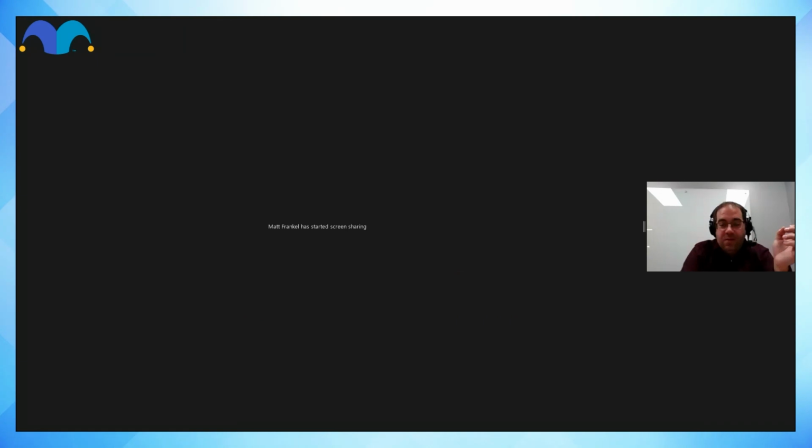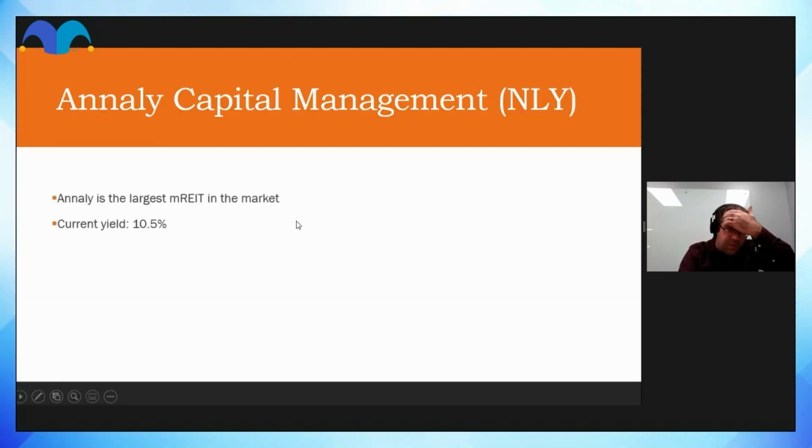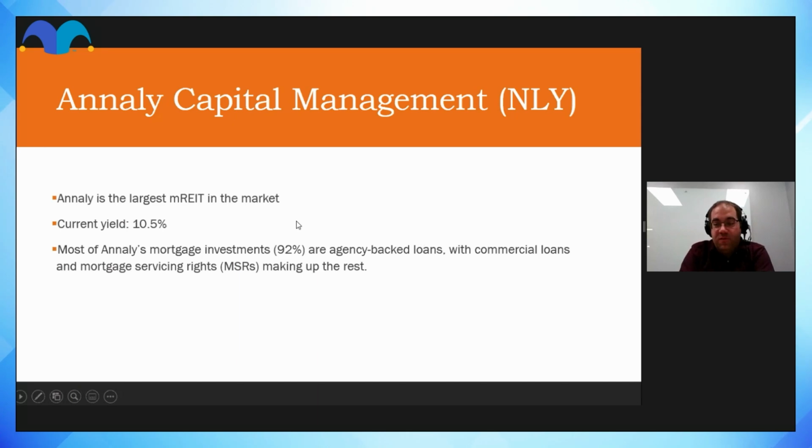So Annaly doesn't have a lot of default risk. As you mentioned, its mortgages are generally government guaranteed. I'll go ahead and put up the Annaly slide because I have that queued up. Annaly's portfolio is 92% made up of agency-backed mortgages, Fannie Mae, Freddie Mac, conforming mortgages, government guaranteed. Commercial loans and mortgage servicing rights make up the rest of their portfolio. So they don't have default risk in that sense.